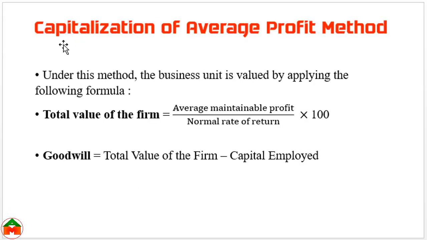Another method to calculate the value of goodwill is the capitalization of average profit method. We already know that in the first tutorial we learned how to calculate the average profit, and from this average profit we can capitalize it to get the value. If we divide the average maintainable profit by the normal rate of return, we will get the value of the firm, and this process is called capitalization of average profit. If we deduct the capital employed from the total value of the firm, then we will get the goodwill.